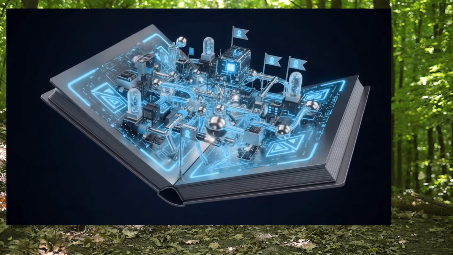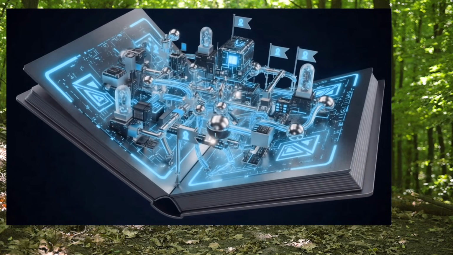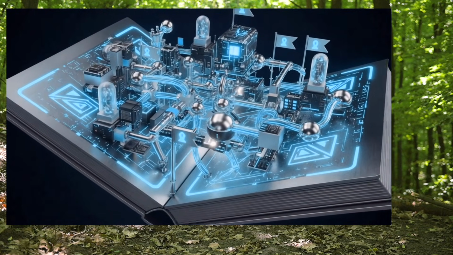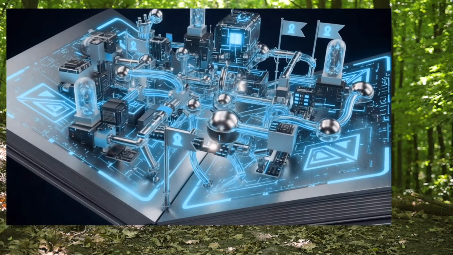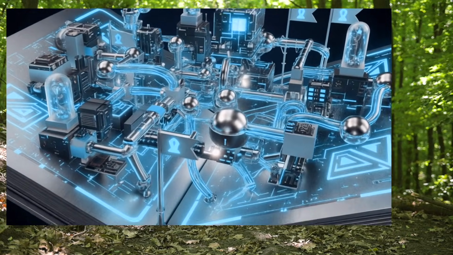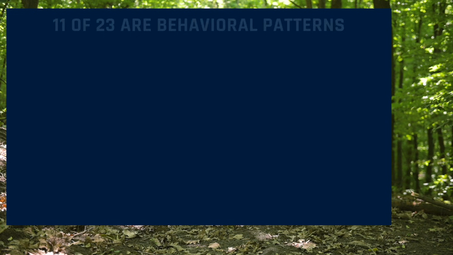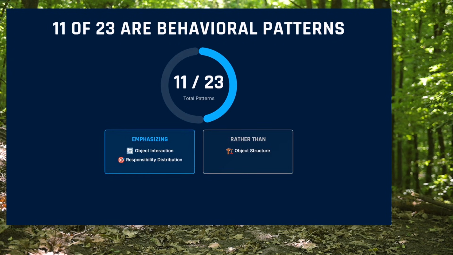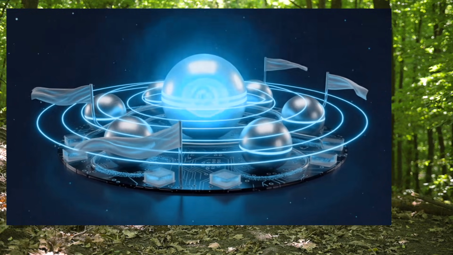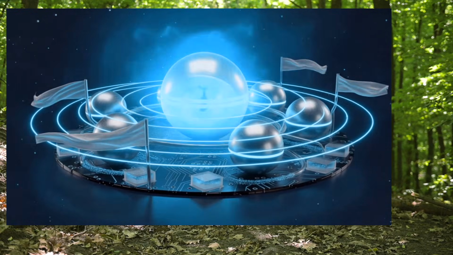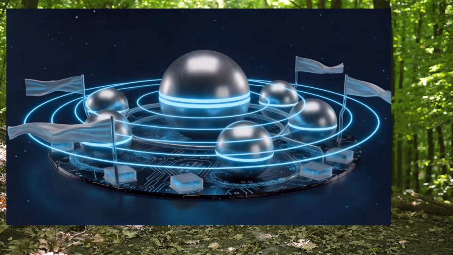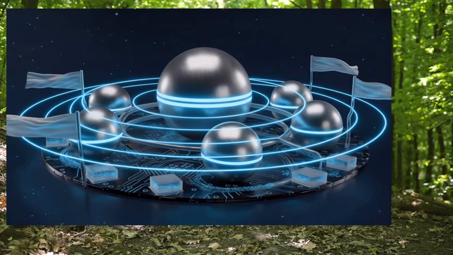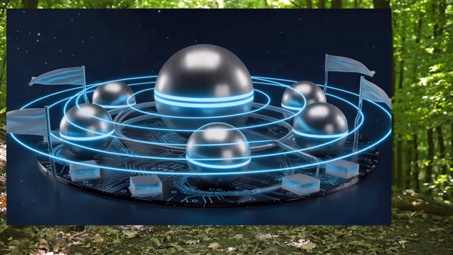Behavioral design patterns, as defined by the Gang of Four, focus on algorithms, responsibilities, and communication between objects, promoting flexible and maintainable code. They comprise 11 out of 23 total patterns, emphasizing how objects interact and distribute responsibilities, rather than just their structure. First, let's explore the observer pattern, which defines a one-to-many dependency where a subject automatically notifies multiple observers of any state changes.